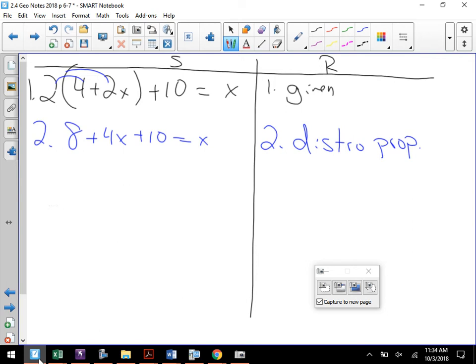What am I going to do? Add the 8 and 10? Okay. If I combine like terms, if I add the 8 and the 10, I'm combining like terms, and I get 4x plus 18 is x. What did I do to the left-hand side? Simplify. I combined like terms.